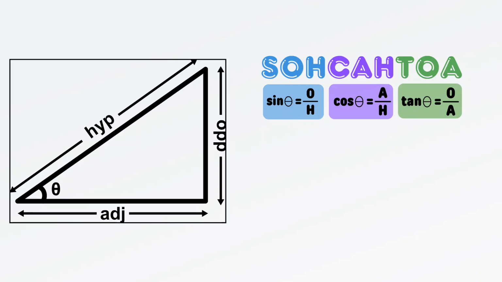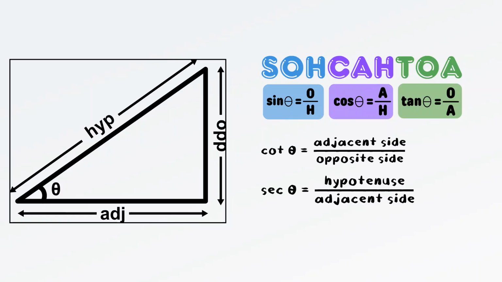Next, let's look at the reciprocal functions derived from these ratios. Cotangent is the reciprocal of tangent. Cotangent equals adjacent over opposite. Secant, on the other hand, is the reciprocal of cosine. Secant is equal to hypotenuse over adjacent. Lastly, the cosecant, which is the reciprocal of sine. Cosecant equals hypotenuse over opposite.